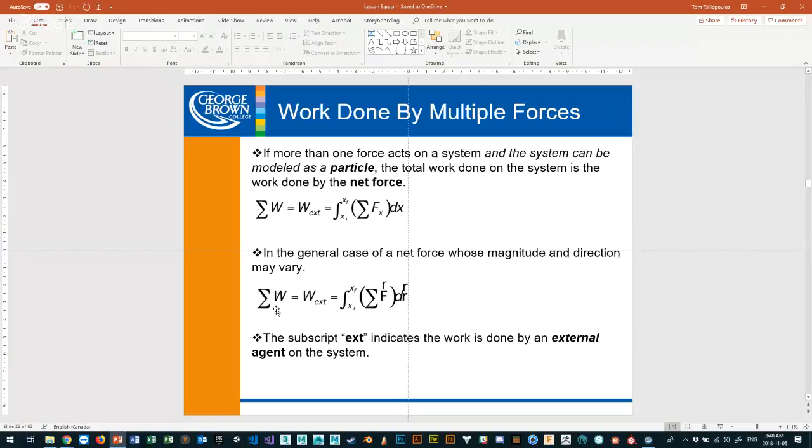Work done by multiple forces. And what this is, let's say, for example, I have two forces that are exerting an external force on a system. And if I have two different forces acting on it from two different directions, then I use the components of those forces to calculate the sum of all energies going in a certain direction.